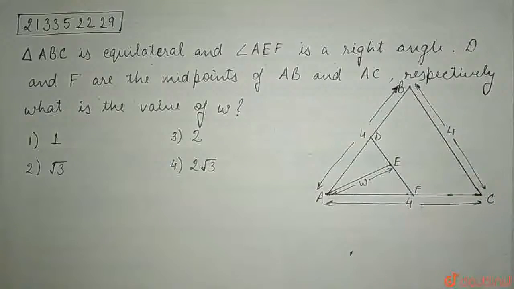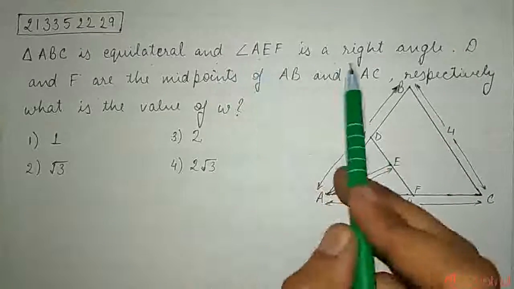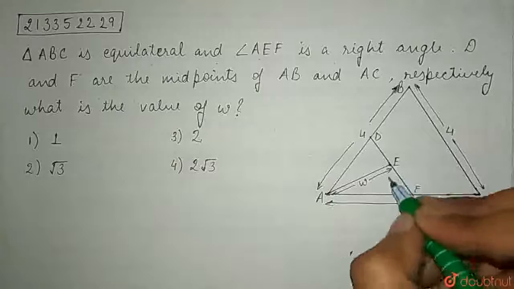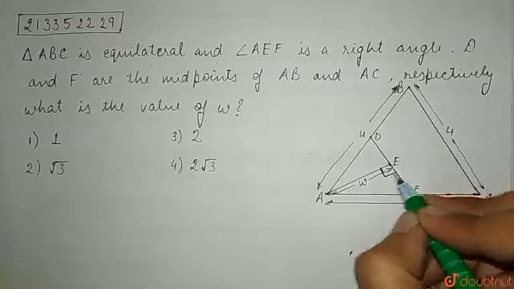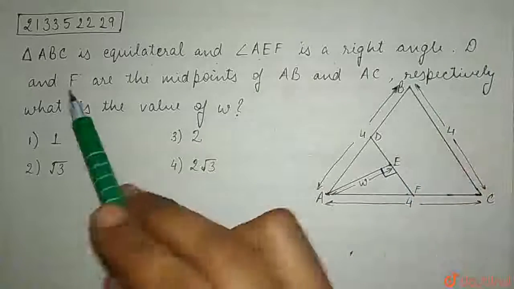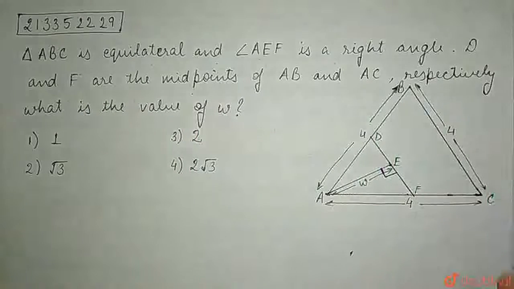Triangle ABC is equilateral. ABC is an equilateral triangle, and angle AEF is a right angle. AEF, this is a right angle. Now D and F are the midpoints of AB and AC.